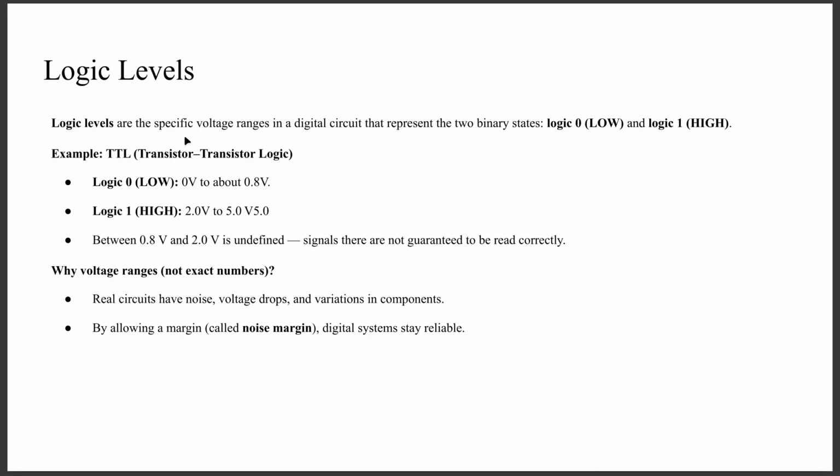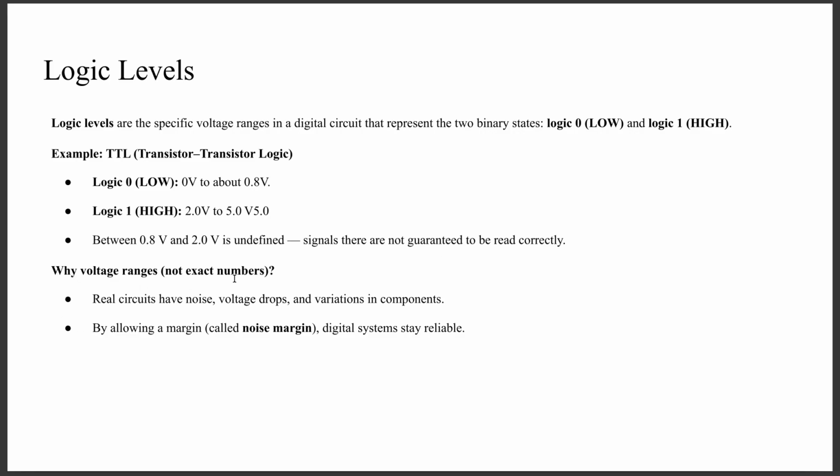Logic levels. Logic levels are the specific voltage ranges in a digital circuit that represent the two binary states, logic 0 or low, and logic 1 or high. An example would be transistor-transistor logic. So logic 0 would be 0 volts to about 0.8 volts, and logic high would be about 2 volts to 5 volts. Between 0.8 and 2 is undefined, so signals there are not guaranteed to be read correctly.